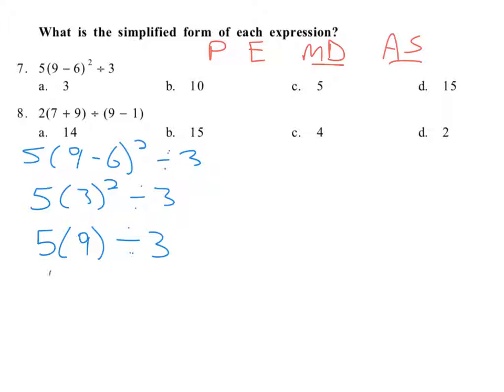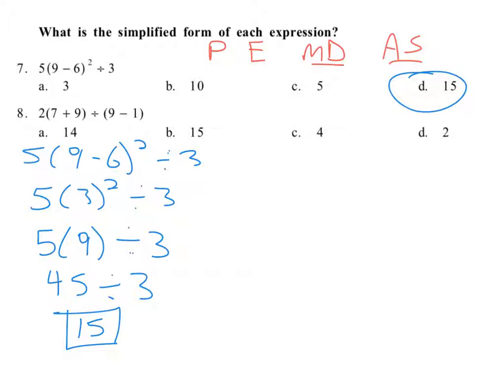So 5 times 9 is 45, divided by 3. You always keep everything else the same. You do one step, you simplify one bit of it, and you keep everything else the same. And then 45 divided by 3 is 15. That is your final answer, and as you can see up top here, for problem 7, D is 15.